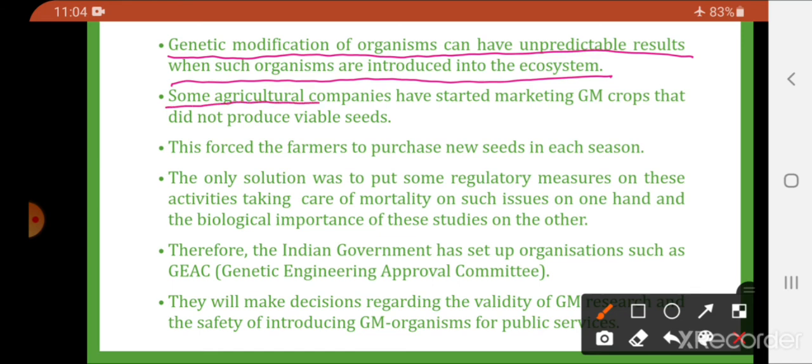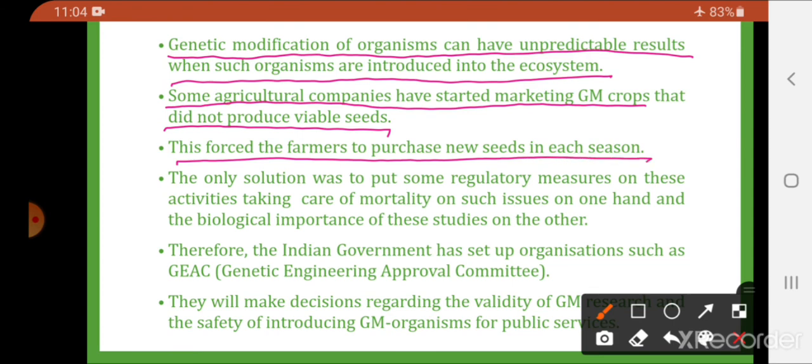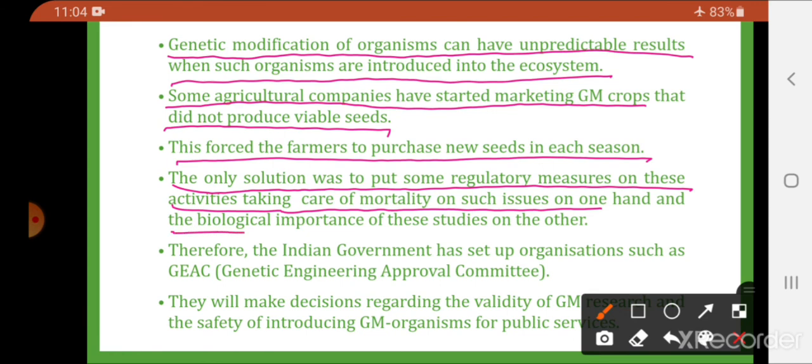Some agricultural companies have started making genetically modified crops that did not produce viable seeds. This forced the farmers to produce new seeds for each season. The only solution was to put some regulatory measures on this activity, taking care of the morality of such issues on one hand and the biological importance of these studies on the other.